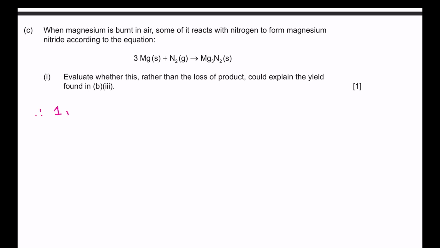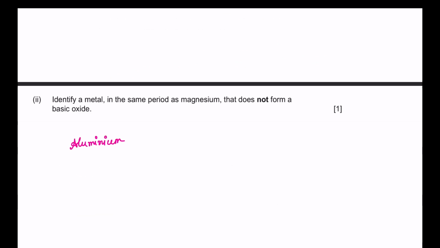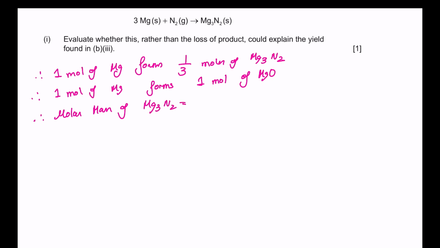Here we can see that 1 mole of Mg forms 1/3 moles of Mg3N2 from this reaction. And from the other reaction, it was a 1:1 ratio. So 1 mole of Mg would give me 1 mole of MgO, right? So 1 mole of Mg forms 1 mole of MgO. The molar mass of Mg3N2, if you calculate it out, will be 100.95 grams per mole.